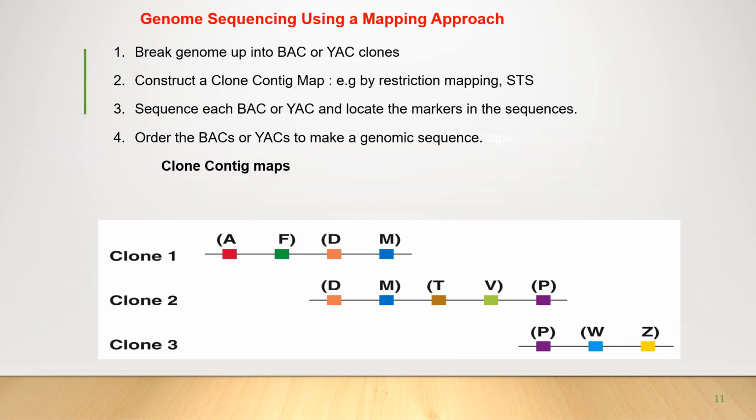The figure here shows how a physical map is constructed by using different clones and arranging the overlapping sequences, for example, restriction sites.